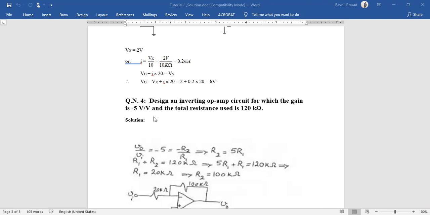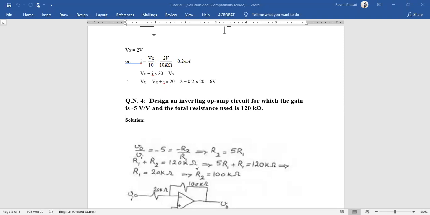And the gain of an inverting amplifier is given by -R2 upon R1, isn't it? So based on this equation, we can solve for R2. So R2 is equal to 5R1, right? Keeping that in mind, this becomes our equation 1. Then we know that the total resistance used in this particular circuit is 120 kilo ohms. So what this means is R1 plus R2 is equal to 120 kilo ohms, right? So that forms my equation number 2.